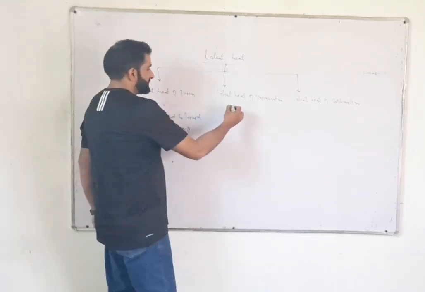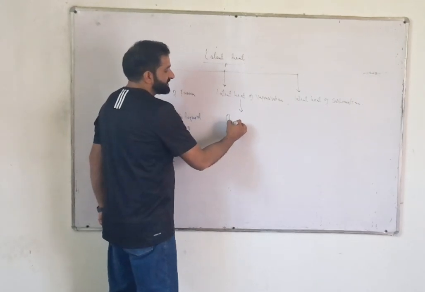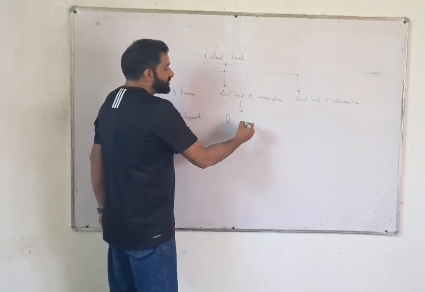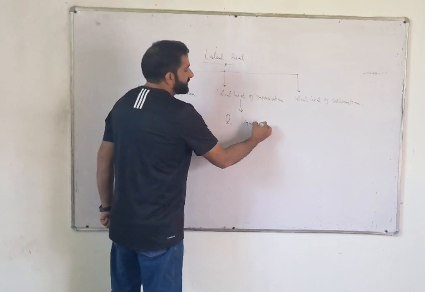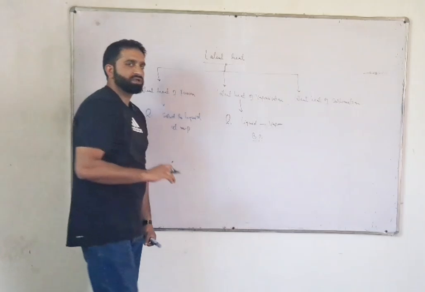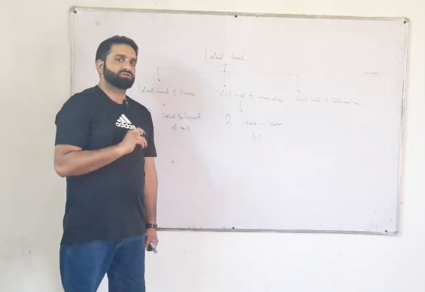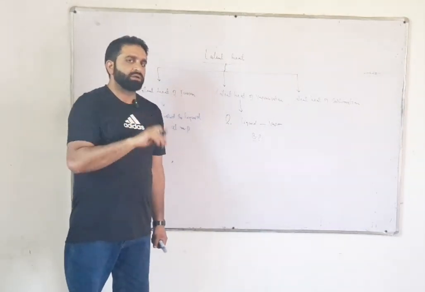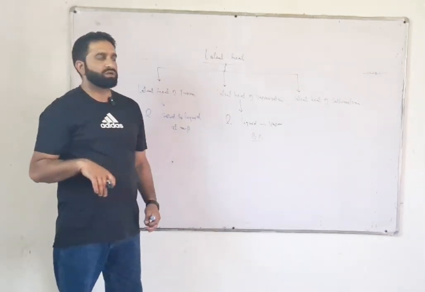Latent heat of vaporization is defined as the amount of heat required to change unit mass of liquid to vapors at its boiling point. So here also the temperature remains constant. As the temperature remains constant, where does the latent heat go? The latent heat brings about the change in state, that is from liquid state to vapor state.